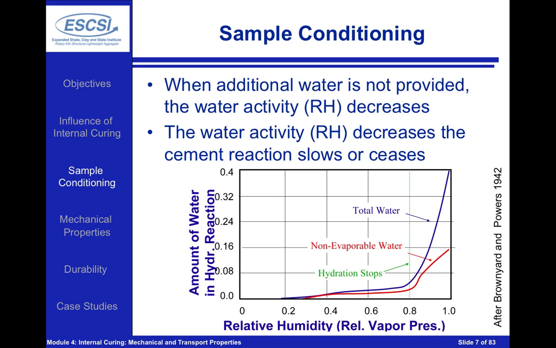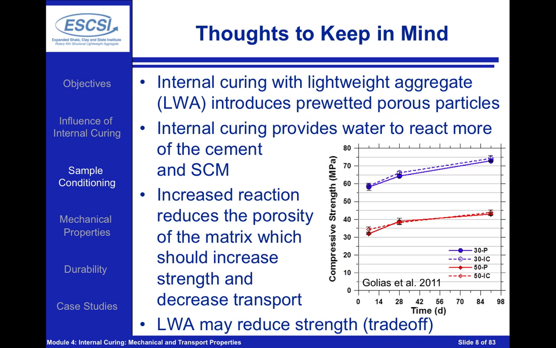By providing additional internal curing water, we can keep the relative humidity high, we can keep the water activity at a point where it can hydrate with the cement, and we react more of the material. So at this point, really what we're saying is nothing that we haven't already learned in good concreting practices. By keeping water inside of our concrete, we're going to react more of the cement, and by reacting more of the cement, we're going to improve the overall performance of our concrete.